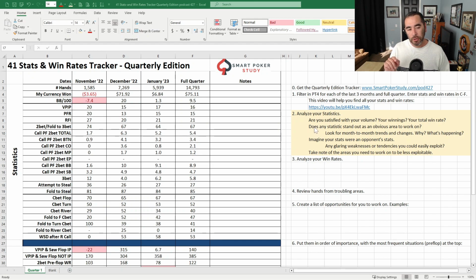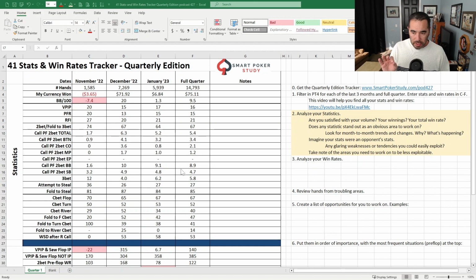Now, the next thing you want to do is take a look at your statistics, because your statistics are calculated based on your tendencies, right? The more you open raise, the higher that raise first in is going to be. The more you call 2 bets, the higher your calling percentages are going to be, right? So ask yourself, does any statistic stand out as an obvious area to work on?